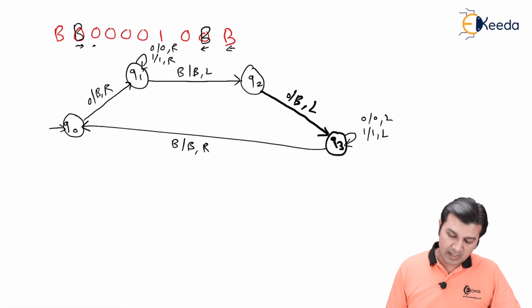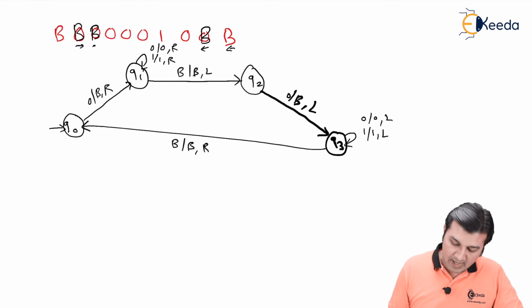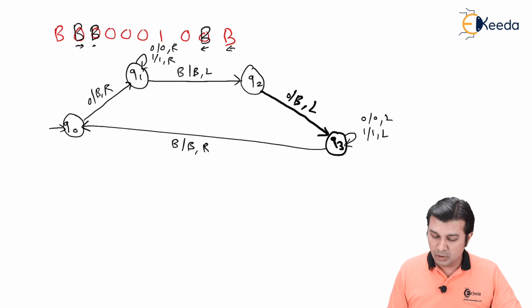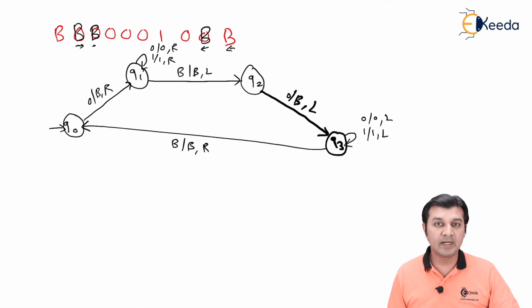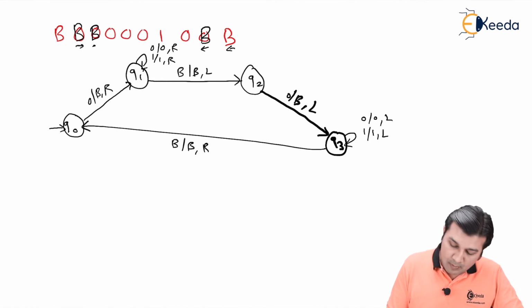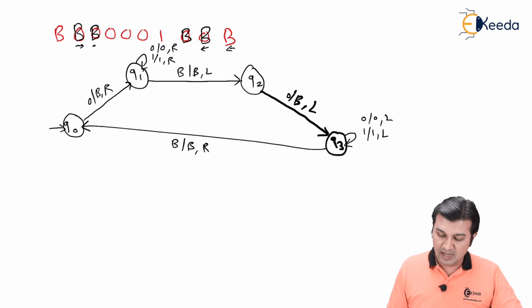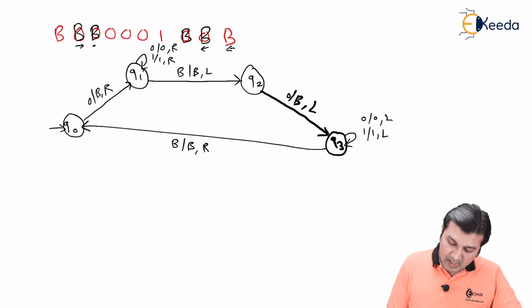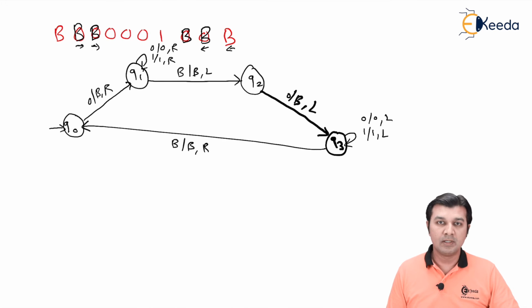Now in Q0, again you are going to get a 0. You're going to make it as blank and go to Q1. In Q1, you are going to bypass all the zeros and ones till you get a blank. The moment you get a blank in Q1, you are going to keep it as blank and move to the right and go to state Q2. In state Q2, the moment you get a 0, you are going to convert it to blank and move to the left and go to state Q3. In Q3, you are going to bypass all the zeros and ones and keep on moving to the left till you get the first blank. In Q3, the moment you get the first blank, you are going to keep it as blank and move to the right. And again, you are in state Q0.